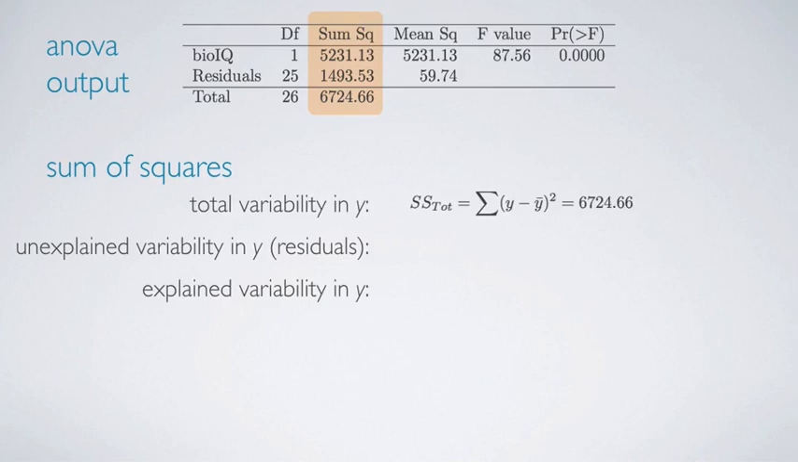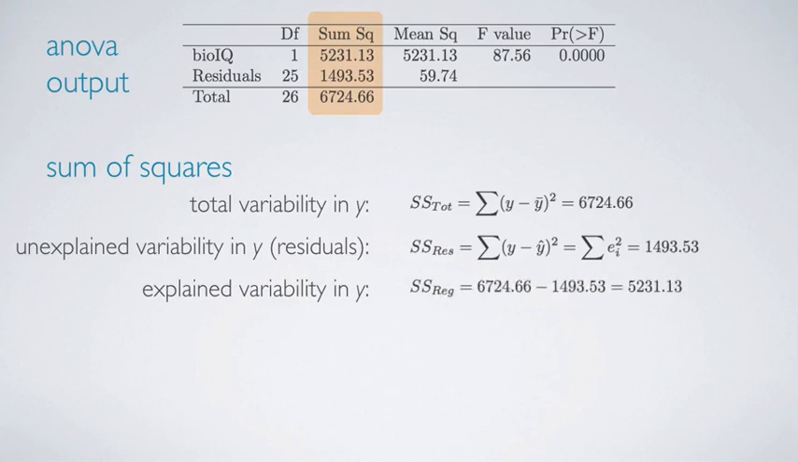What we mean by unexplained variability in y within the context of regression is basically the sum of squares of residuals. So imagine that you have the residual for every single data point in your data set, and you square those and add those up. Then the explained variability simply becomes the balance of these two numbers. Because remember that the explained plus the unexplained variability will get you to the total variability.